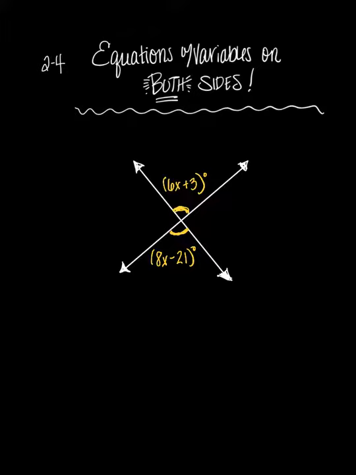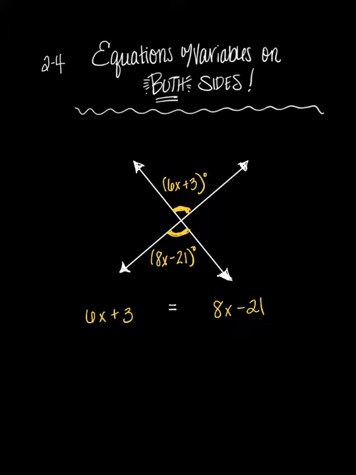And I know that this angle down here is 8x minus 21 degrees. Okay, I need to know exactly how many degrees this is. I know these two equal each other. How do I set this up? Well, hopefully you recognize that you could take the top angle, 6x plus 3, and set it equal to the bottom angle, 8x minus 21. If they're congruent, it means they're equal, so each one of these is equal to the other.